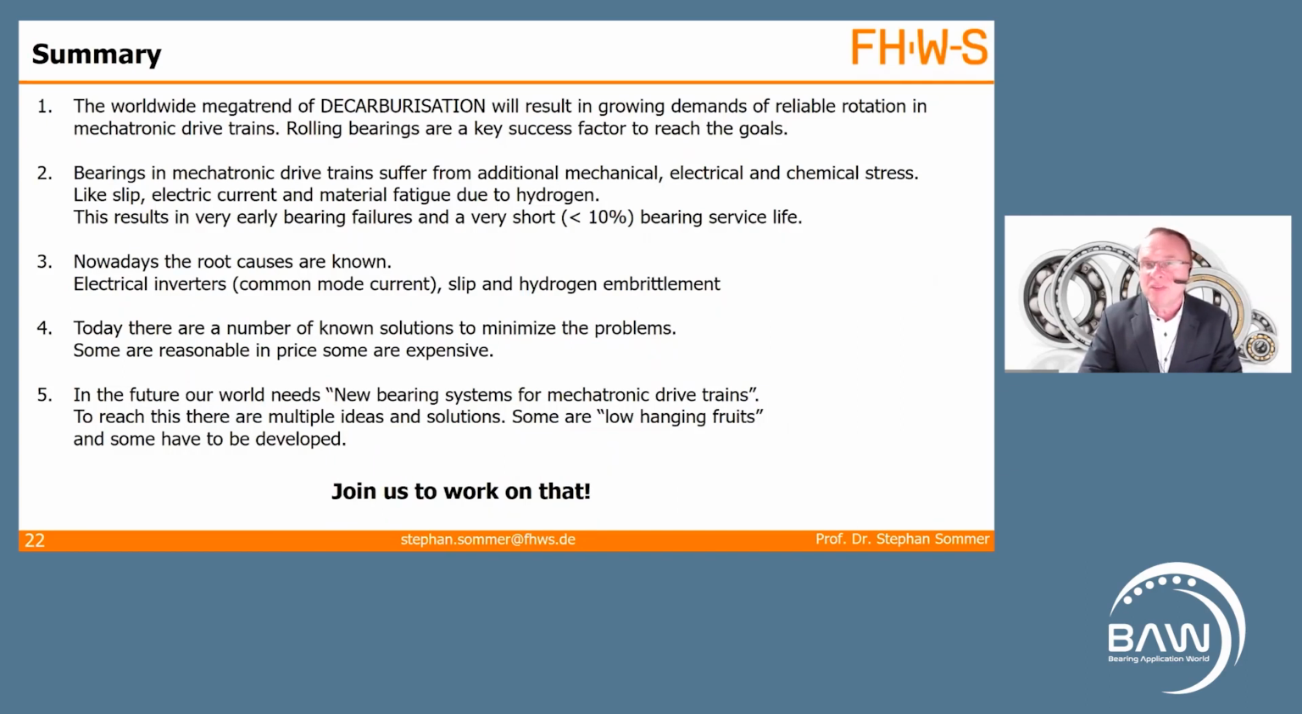Nowadays, the root causes are known: electrical inverters, slip, hydrogen embrittlement. Today, there are a number of known solutions to minimize the problems. Some are reasonable in price, others are expensive. In the future, our world needs new bearing systems for mechatronic drivetrains. To reach this, there are multiple ideas and solutions. Some are low-hanging fruits, and others have to be developed. So join us to work on that.